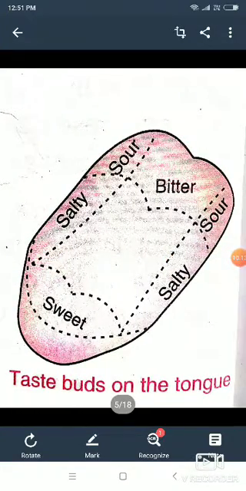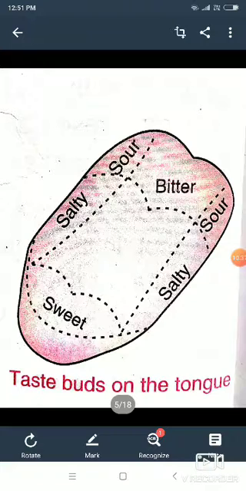Now come to the taste buds on the tongue. See, this is a tongue and the different taste buds are there. Taste buds are there at different places. See this in the front, that is this tongue. The front portion of the tongue is for the sweet, and the back portion of the tongue is for the bitter, and the side portion, see, one is the sour and the other is the salty.